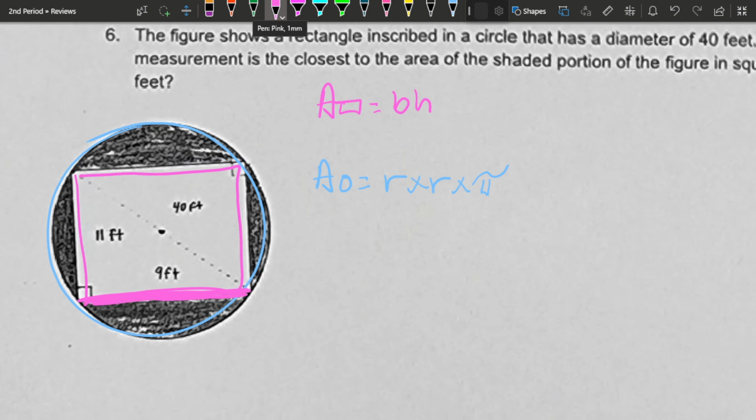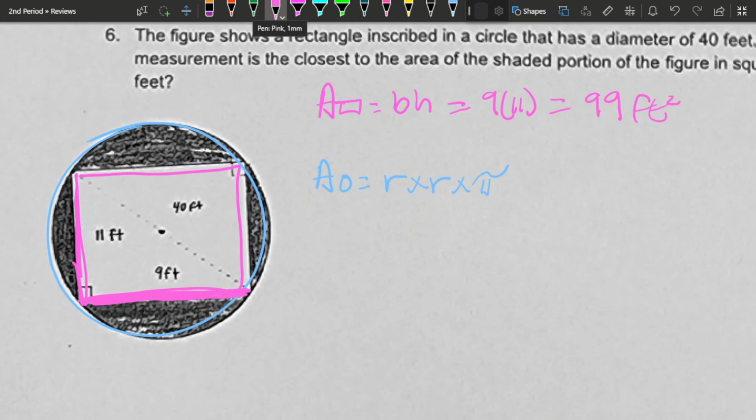Do I know the base of the rectangle? What is it? 9. And how tall is it? 11. 9 times 11 is 99. So this is 99 feet squared.